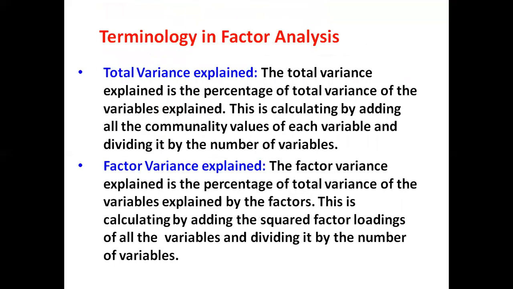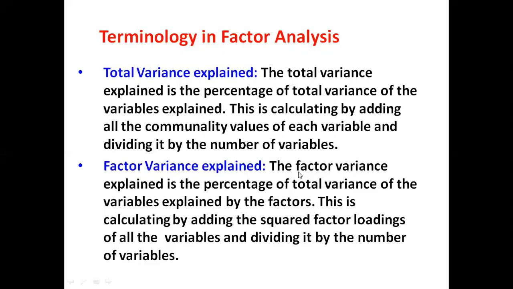Now the total variance explained. This is an intermediate step in factor analysis, how you can explain the total variance in terms of percentage of variance of the variables explained. This is calculated by adding all the communality values of each variable, and dividing by the number of variables. That is the total variance explained in terms of percentage for each variable.